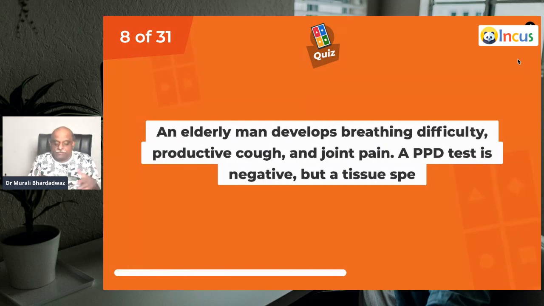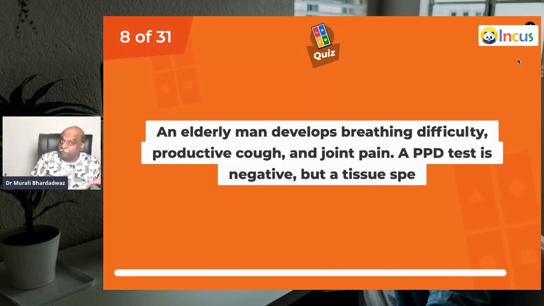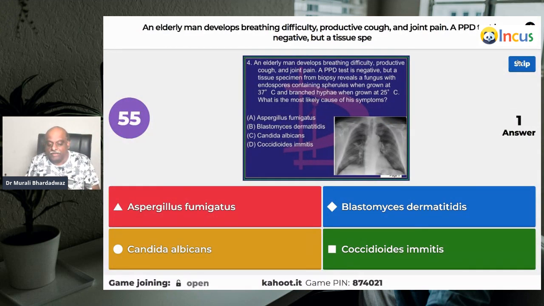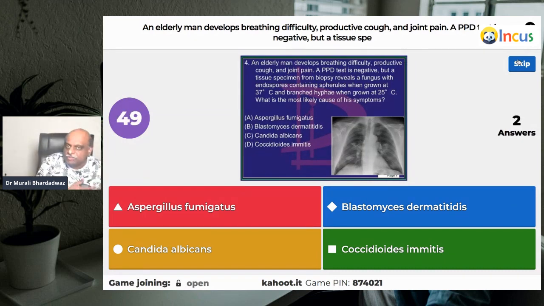An elderly man develops breathing difficulty, productive cough, joint pain. A PPD, Mantoux is negative, but a tissue specimen from the biopsy reveals a fungus which has got endospores containing spherules when you grow at 37 degrees and branched hyphae when you grow at 25 degrees. Precisely, we are talking about a dimorphic fungus. What is the most likely cause, doctor? Who is going to give me the correct answer?